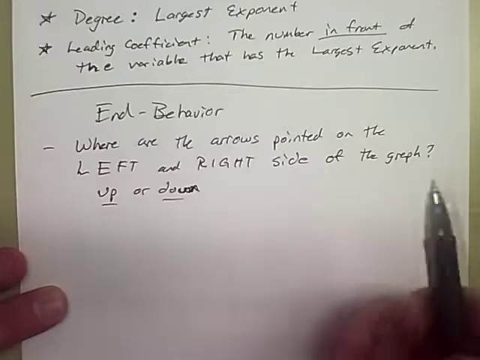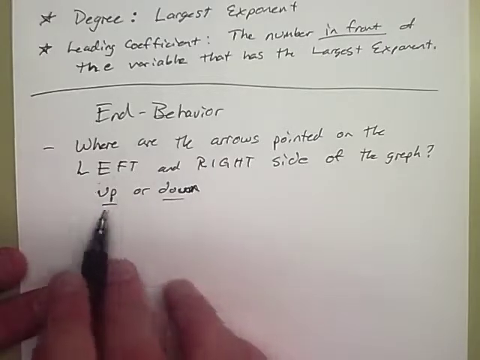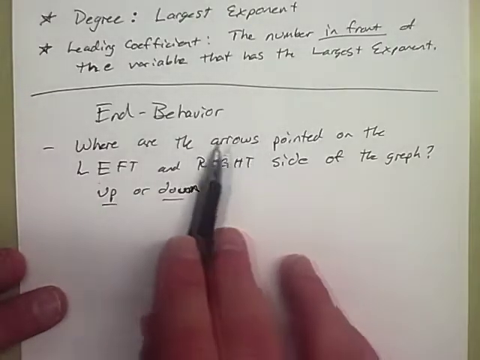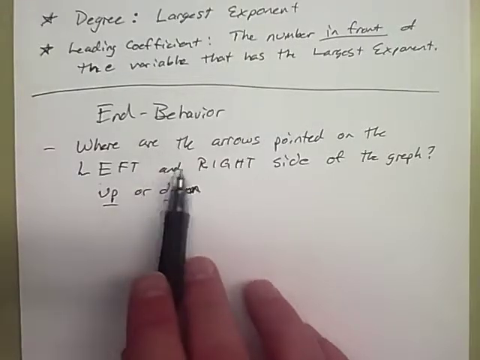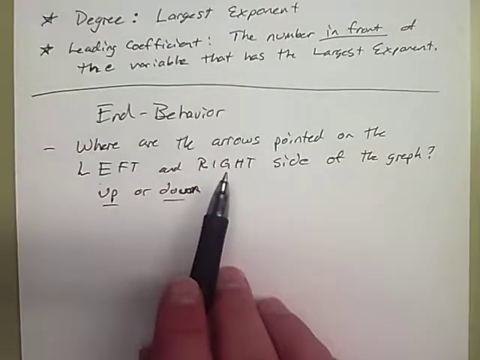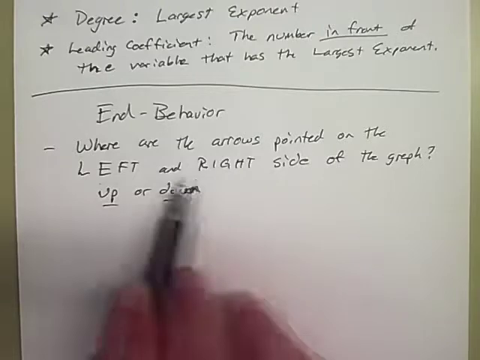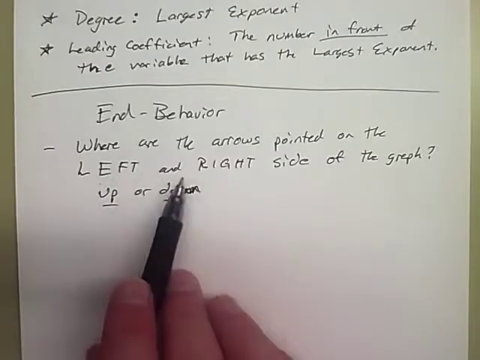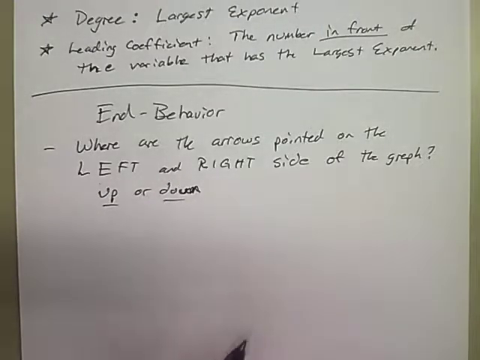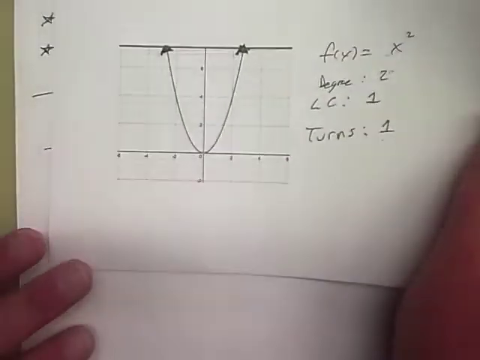Right, so these are the options. The answer is going to be up or down. Now we need to be smart about what we say. Left and right side, well, there's a particular way of writing that. So let's take a look at our first graph that we had here.